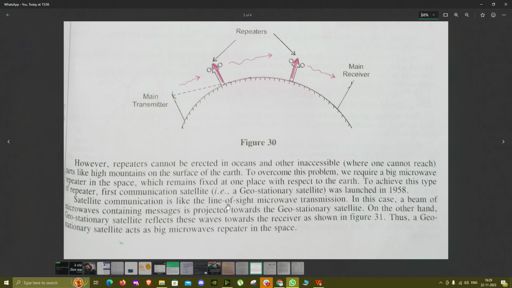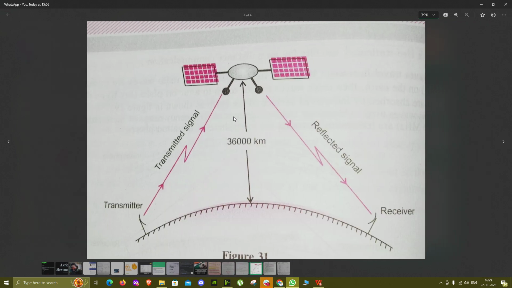So satellite communication is like line of sight microwave transmission. Remember that satellites, geostationary satellites, were used mainly for line of sight microwave transmission. In this case, a beam of microwaves containing the message is projected towards the satellite itself. The geostationary satellite will then reflect these waves towards the receiver. Thus, a geostationary satellite acts as a big microwave repeater in space. Clear? Yes, this is how it works.